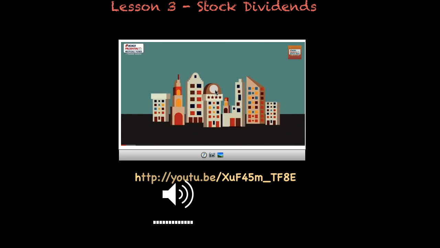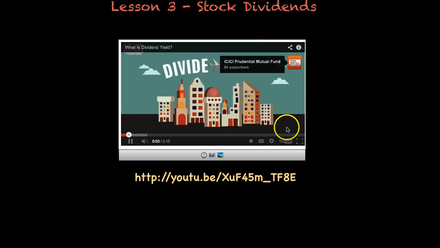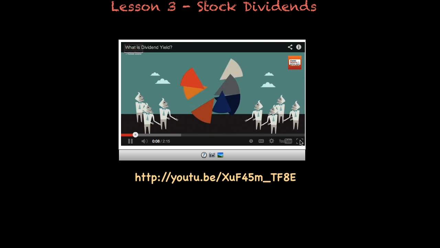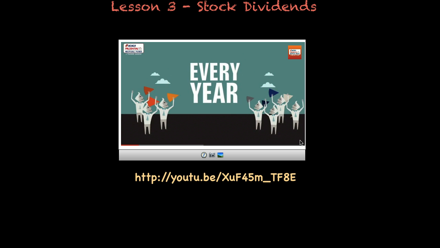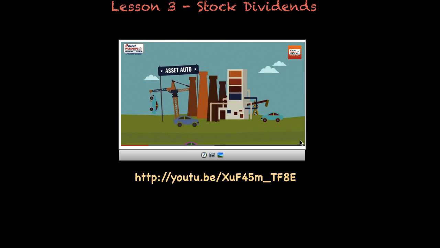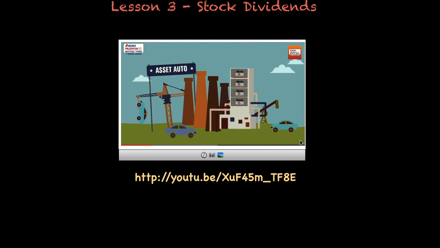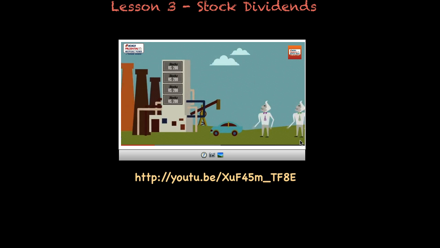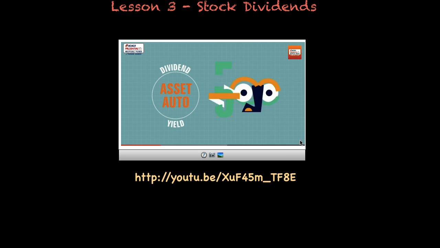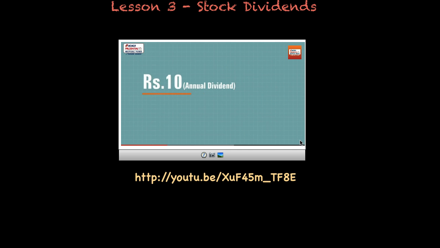Among the many factors that are considered before buying a stock, dividend yield is a financial ratio that indicates how much shareholders are paid in the form of dividends every year. It is expressed in terms of a percentage and calculated by dividing the amount of dividend by the share price. Consider this. Asset Auto is trading at 200 rupees per share and is paying an annual dividend of 10 rupees per share. The resulting dividend yield of Asset Auto is 5%. That is, the annual dividend of 10 rupees divided by the share price of 200 rupees.